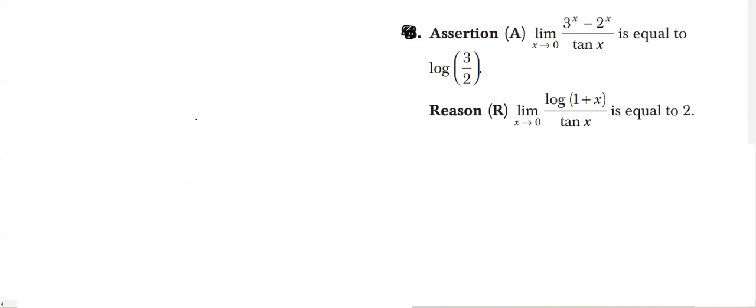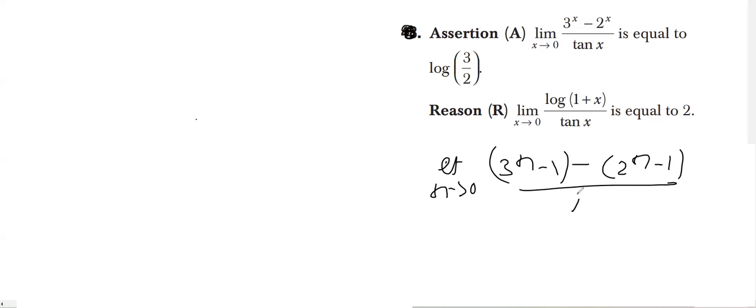Now, proceeding to the next question, we have assertion as (3 raised to the power x minus 2 raised to the power x) over x, right? So simplification for this part is what we need to write down. For the assertion part, I can write this as limit x tends to 0, (3 raised to the power x minus 1 and minus 2 raised to the power x minus 1), and that divided by tan x, right? On simplifying, you will get this only.